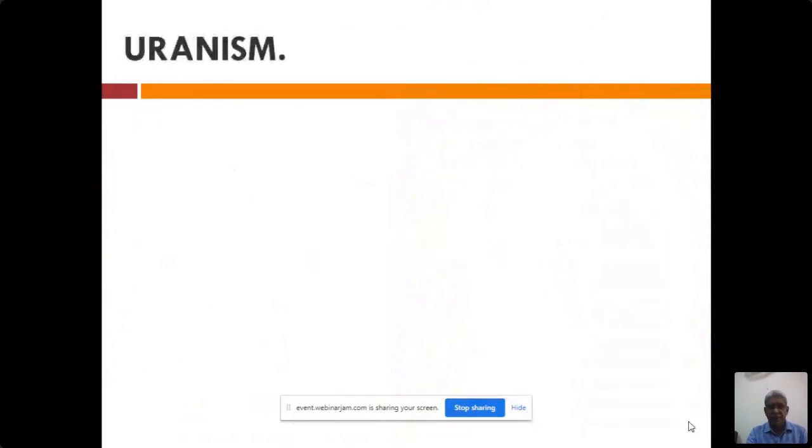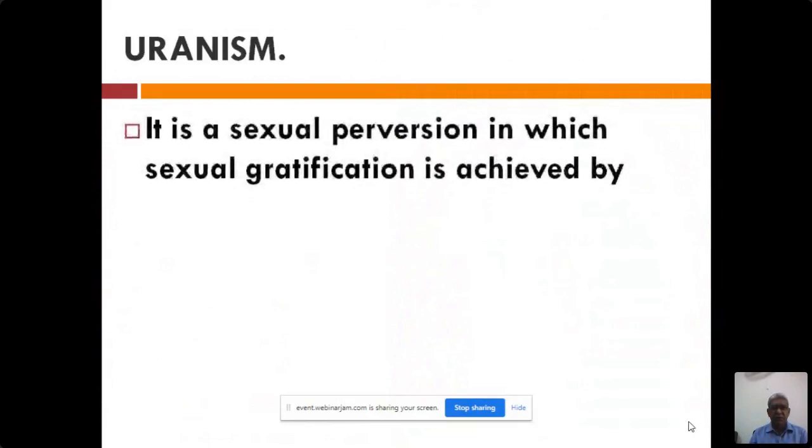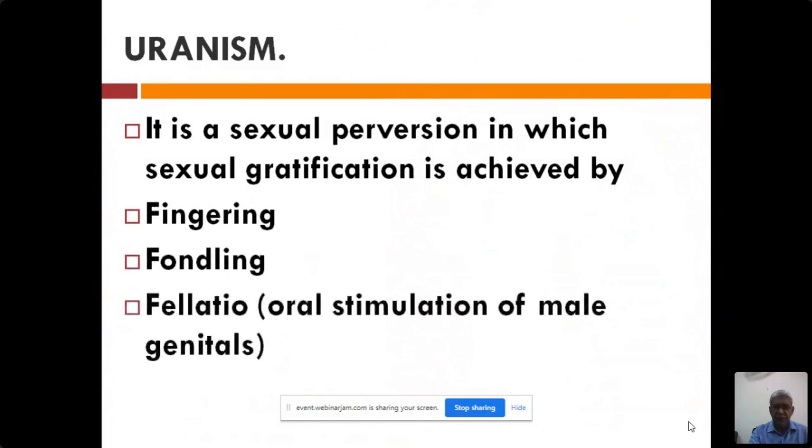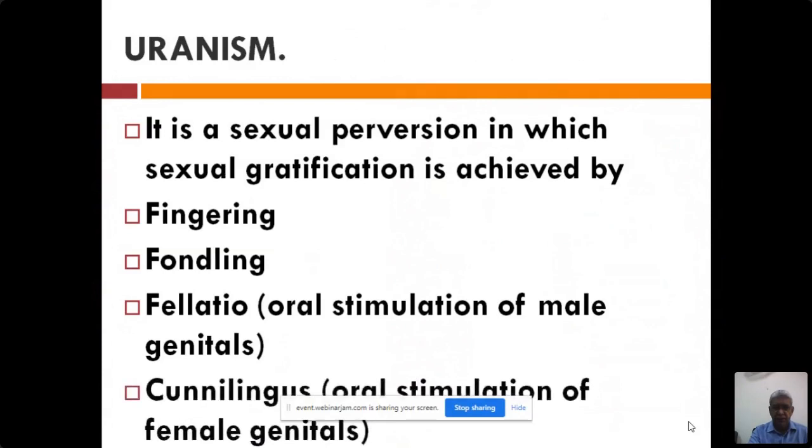Uranism, another perversion. This is the perversion in which sexual gratification is achieved either by fingering, fondling, fellatio, meaning oral stimulation of the male genitals, or cunnilingus, meaning oral stimulation of the female genitals. These are the different forms of getting gratification: fingering, fondling, fellatio, or cunnilingus.